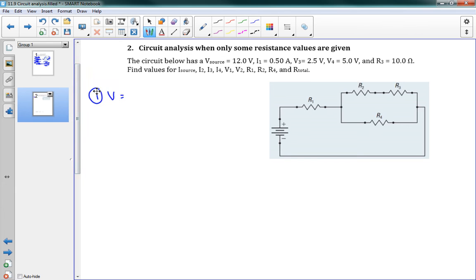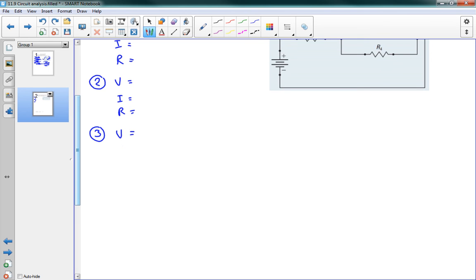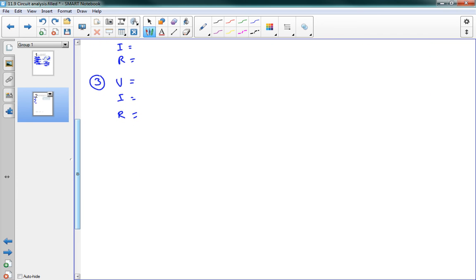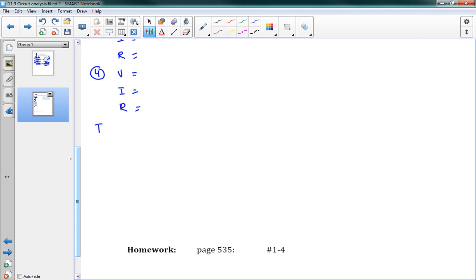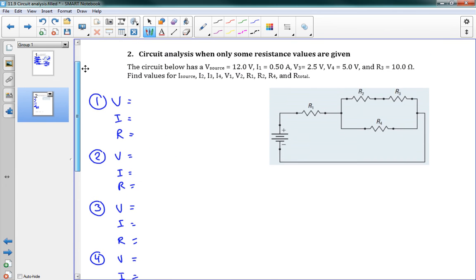So for number one, I'm just going to give a bit more space for these here. Number one, we've got V equals, I equals, R equals. Do the same thing for two, three, four, and our total, or our source. So we've got V source, I source, and R total. And we might not really have to get R total unless we're asked for it in the question, but we are asked for it in the question, so it's a good thing we've put it there.